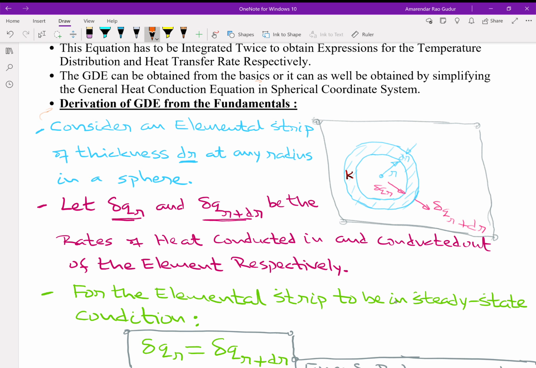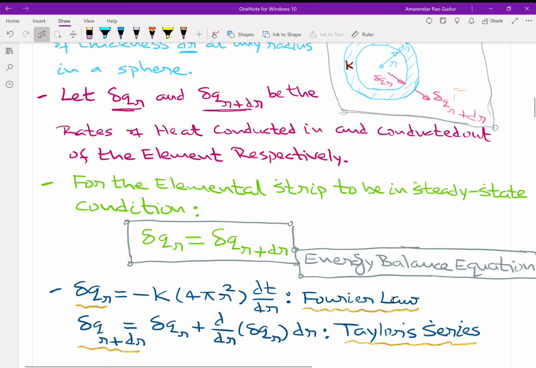Then we assume that delQr is the rate of heat conduction into the element and delQ(r+dr) is the rate of heat conduction away from the element. Then for the elemental strip to be in steady state condition, energy coming in should be equal to energy going out. That's delQr should be equal to delQ(r+dr). This we call the energy balance equation.